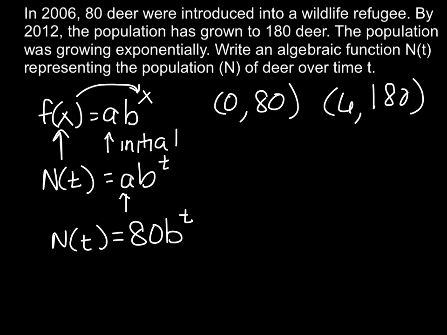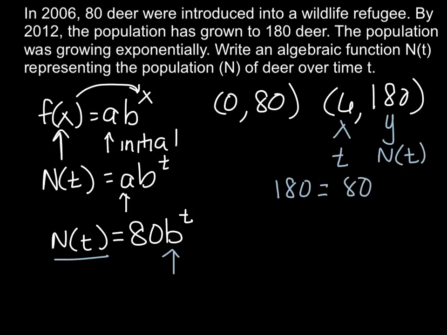So what we're going to try to figure out right now is how we get this b value, and here's how we do it. I'm going to take a point which is x, comma y, and in this case t, N sub t. I'm going to replace the N sub t with 180 equals 80 b, and I'm going to replace the t with the value of 6. So I use this point right here. My next step is to divide both sides by 80.